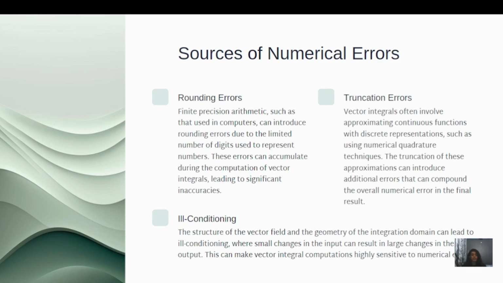Truncation errors. Vector integrals often involve approximating continuous functions with discrete representations, such as using numerical quadrature techniques. The truncation of these approximations can introduce additional errors that can compound the overall numerical error in the final result. Third one, conditioning. The structure of the vector field and the geometry of the integration domain can lead to ill conditioning, where small changes in the input can result in large changes in the output. This can make vector integral computations highly sensitive to numerical errors.